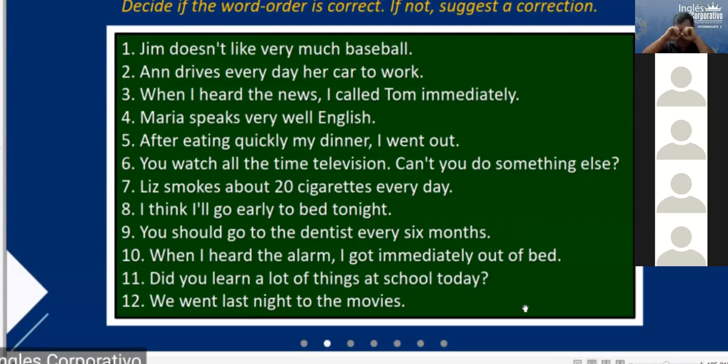Teacher, what is correct? Please. I will think to go early to bed tonight. Think is one clause, so it has a subject and a verb. I will go is another clause, so we have another subject. And the subject is necessary, not only necessary, obligatory. I think I will. But there is a mistake in the sentence. Pronouns are not the mistake. What's the problem? Remember that the problem is word order. Decide if the word order is correct. If not, suggest a correction.